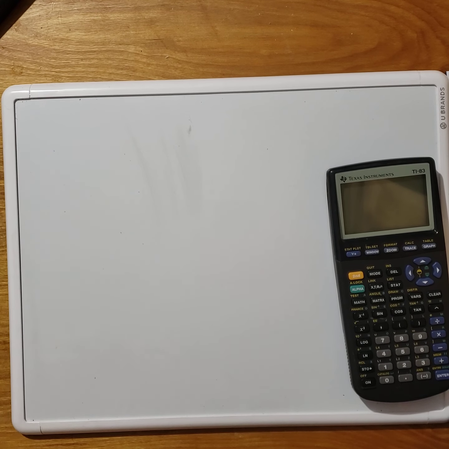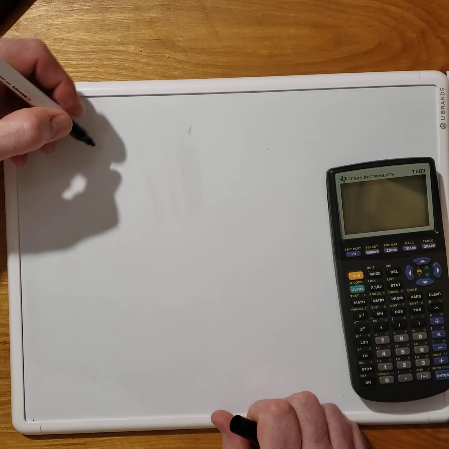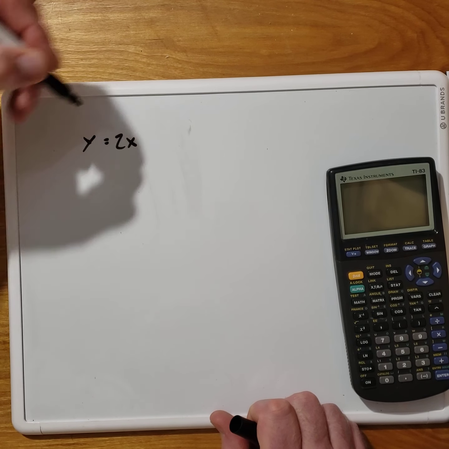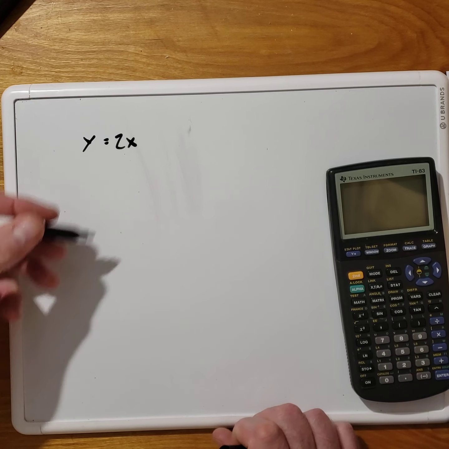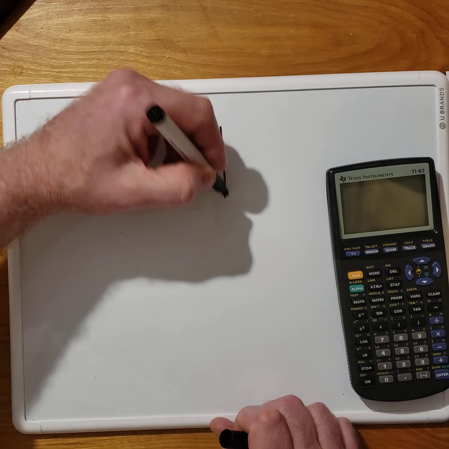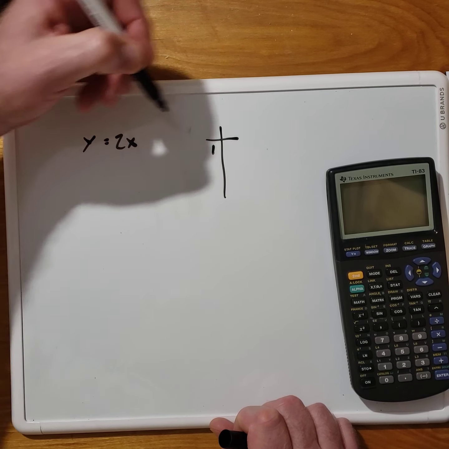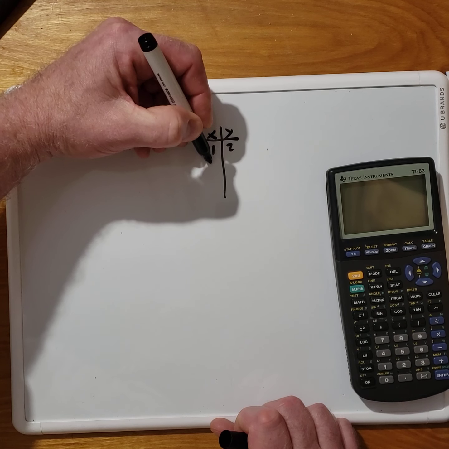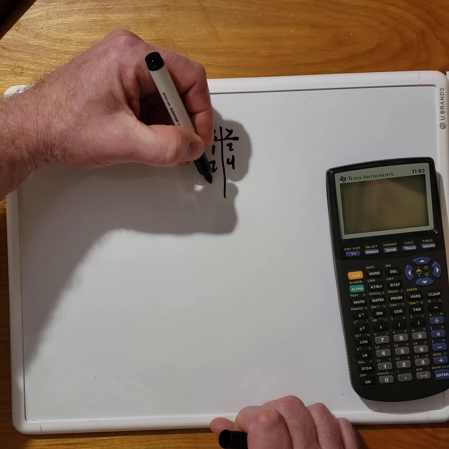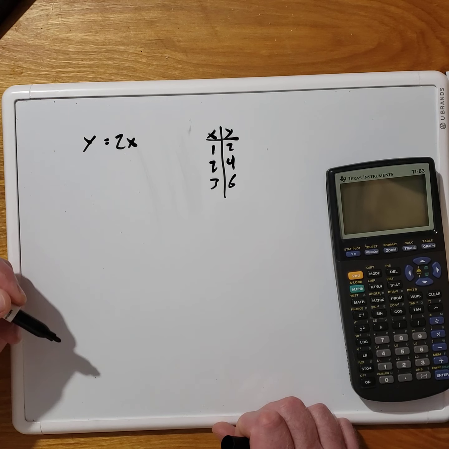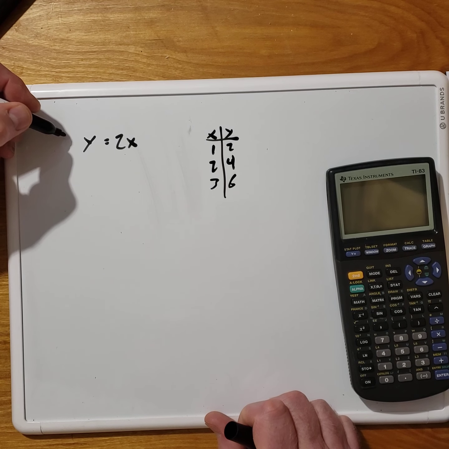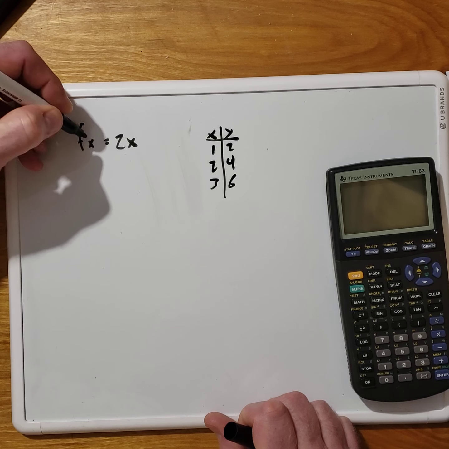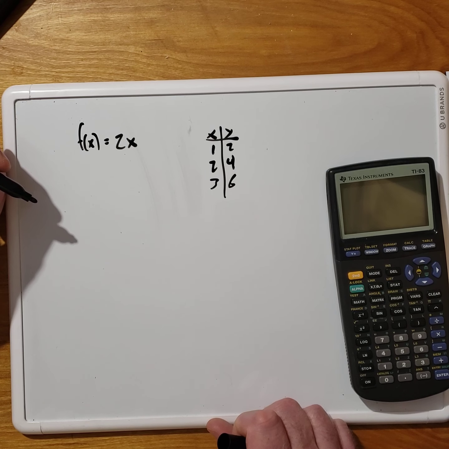So suppose we have a function like y equals 2x. We input a number like 1. We put a 1 in there for x, and we get a y of 2. We put 2 in for x, we get a y of 4. We put a 3 in for x, we get a y of 6. Okay, so that is our function. I probably should write f of x there instead of y, but they're really exactly the same thing.